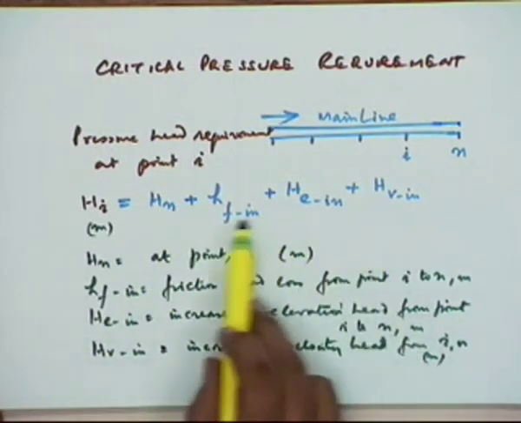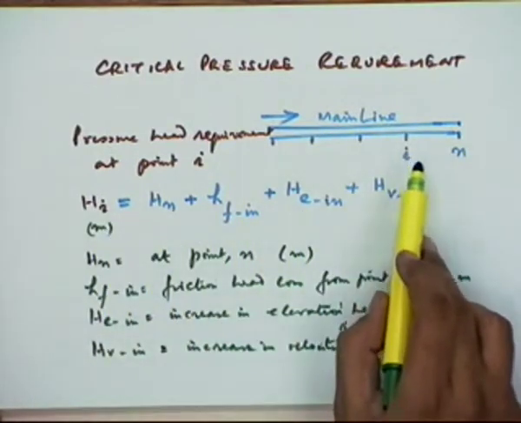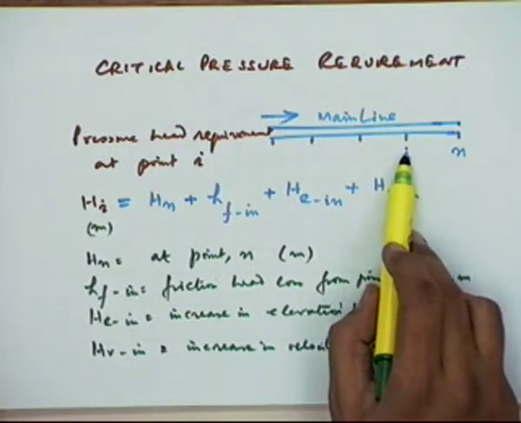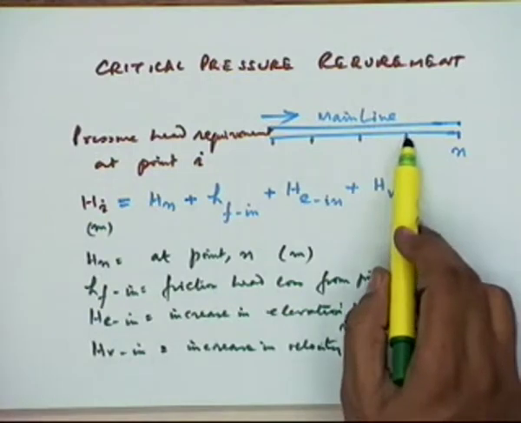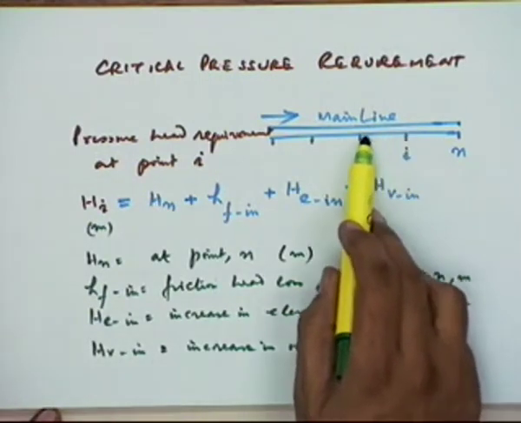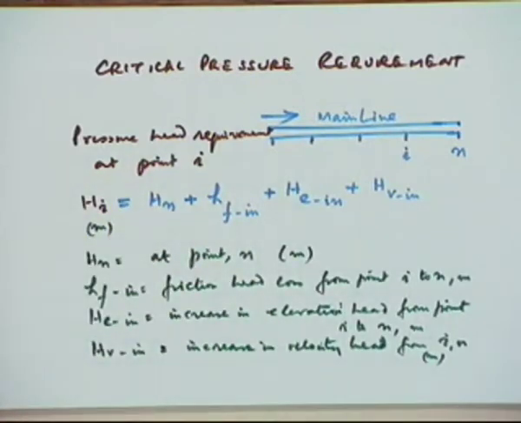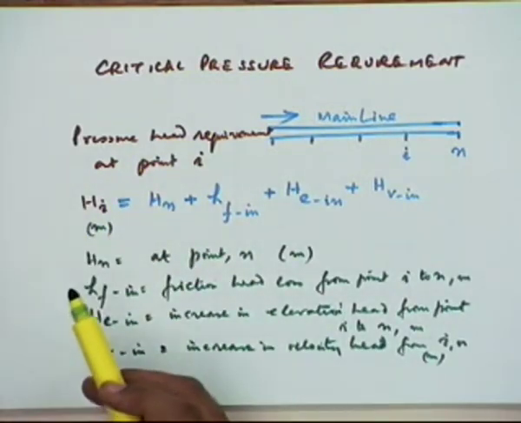Now, these are the possible variations, and once you find out what is the value of the pressure head at I, you can keep on doing this for each individual point along the main line. And the pressure which is the maximum, that will give you the most critical pressure which must be taken into account when you choose a main line.